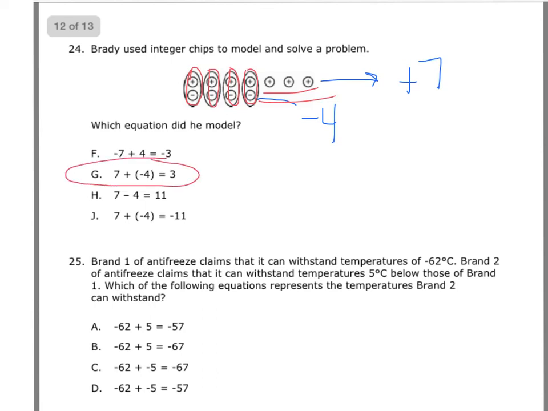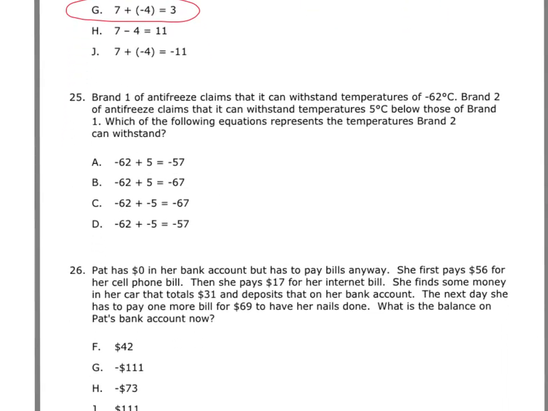25. Brand 1 of antifreeze claims that it can withstand temperatures of negative 62 degrees. Brand 2 claims it can withstand temperatures 5 degrees below those of brand 1. Which of the following represents the temperature brand 2 can withstand?